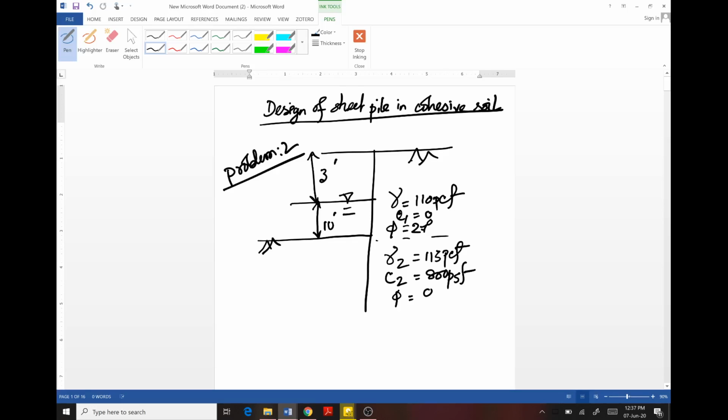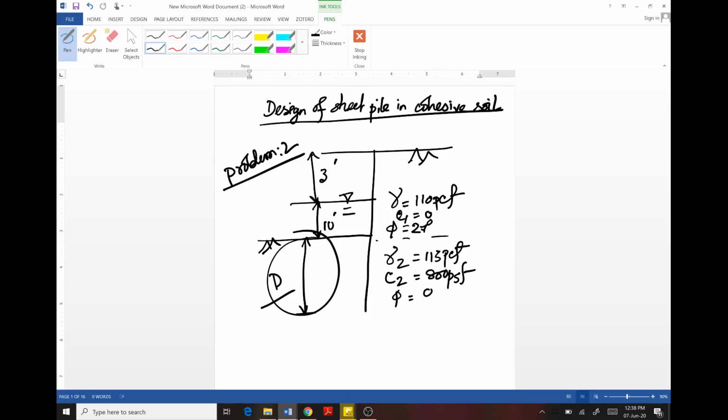This is the problem we will be solving today. As we all can see, this is the depth of embedment length. Let's take it as D, capital D. We will have to find the depth of embedment length. As we all can see, here is also just like the other problem, two stratification of soil is observed.